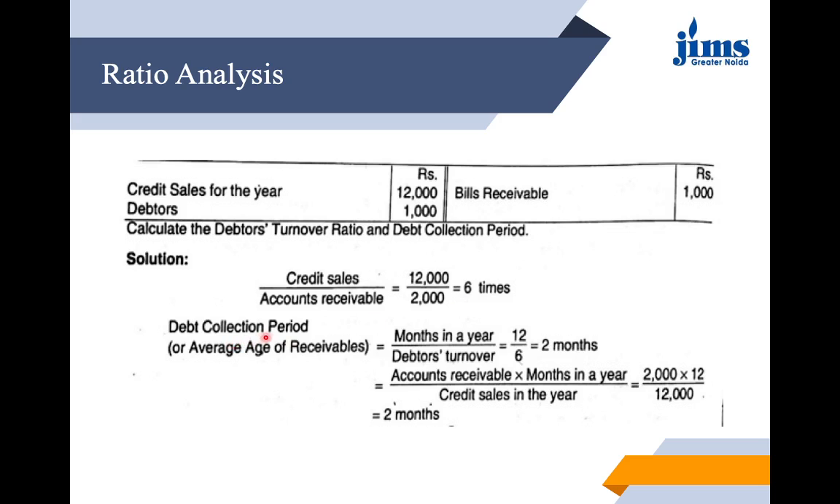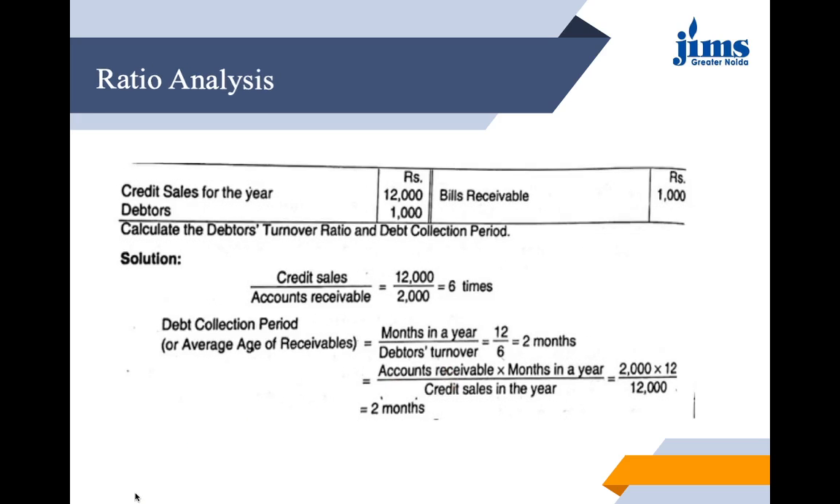From this we can calculate the average collection period, or you can say the average age of receivables. Please remember these names. Months in a year upon the debtors turnover gives us 2 months. If you wish, you can use the other formula as well, accounts receivable into months in a year upon the credit sales. It will also come out as 2 months, because the formula is actually the same. The only difference is that in one we use the debtors turnover value, whereas in the other we put in the values of the formula. Otherwise it is the same.